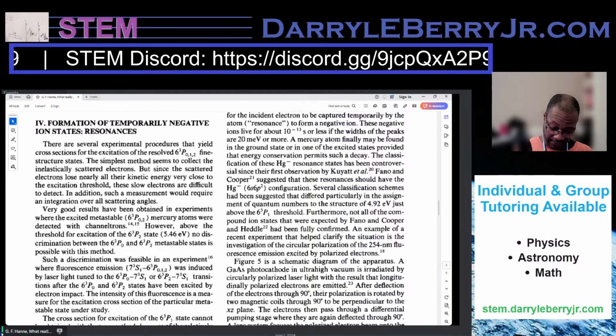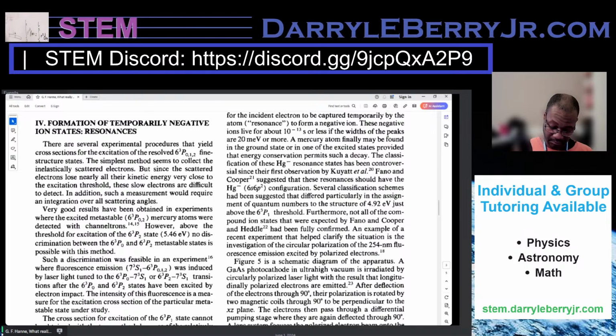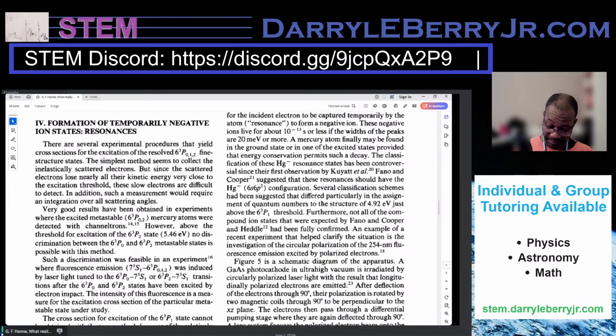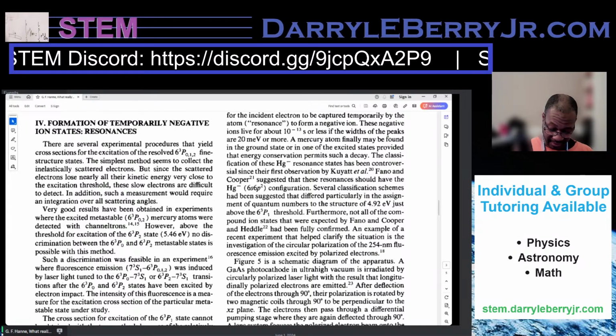This section is called the formation of temporary negative ion states.